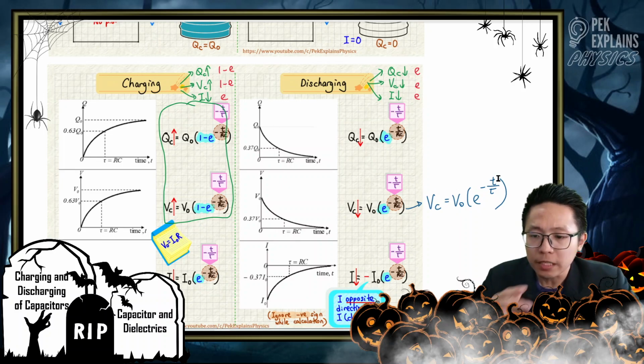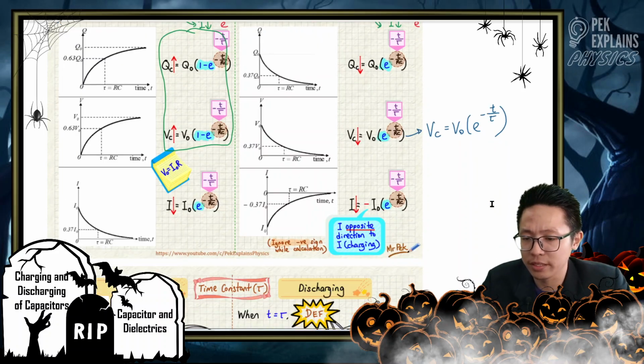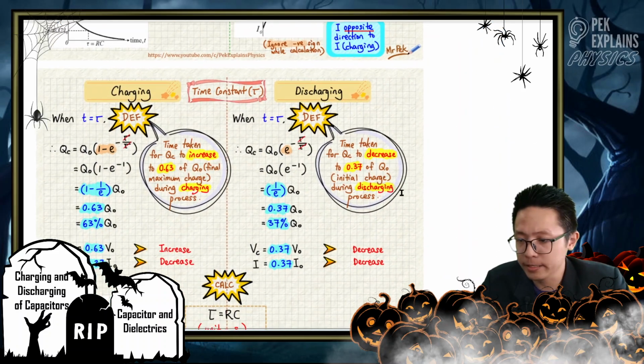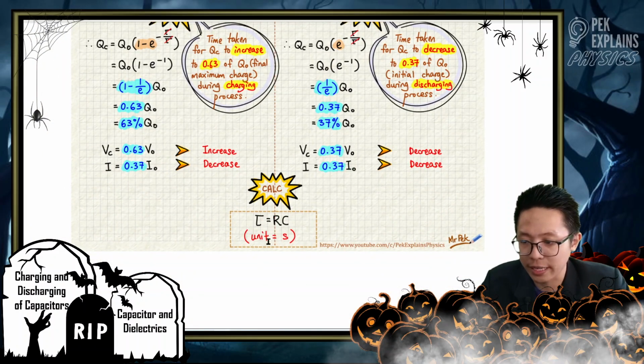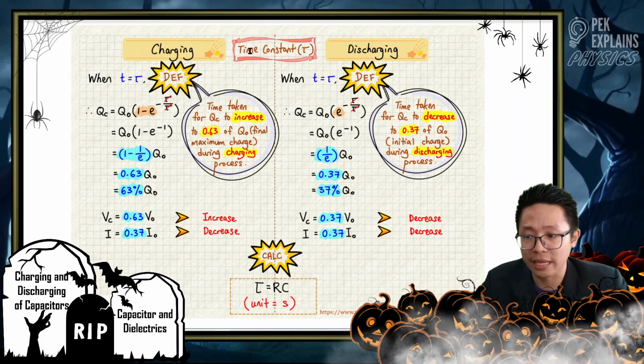Now, what's so important about this time constant? It's a very important value. You must know the definition. T equal to RC is the formula to find the time constant, but the formula itself is just for calculation. You cannot use it to define time constant. That's not the definition. To define time constant is actually this sentence.